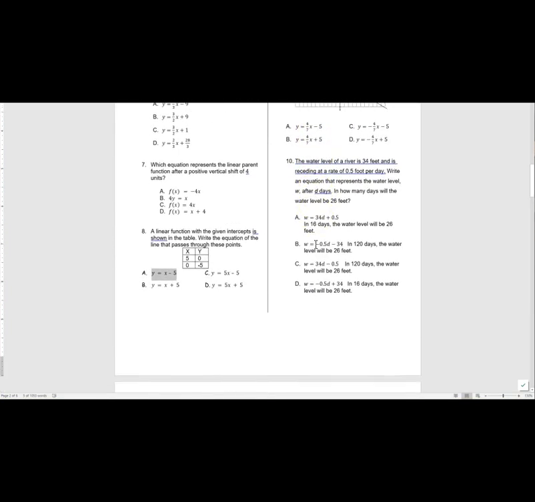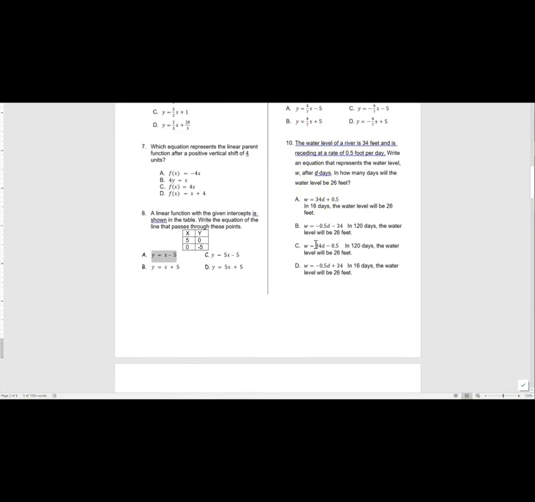Okay, and then question number 10. The water level of a river is 34 feet and is receding, which means it's decreasing at a rate of 0.5 foot per day. Write an equation that represents the water level, W, after D days. In how many days will the water level be 26 feet? So it starts out at 34 feet.